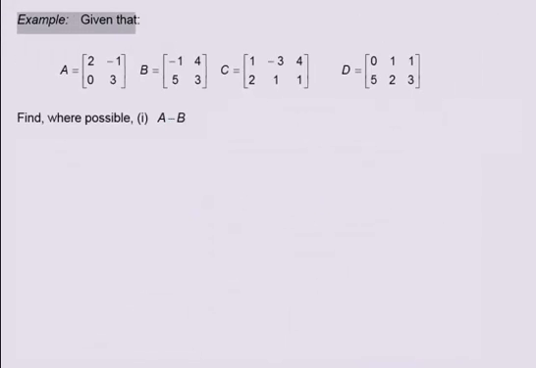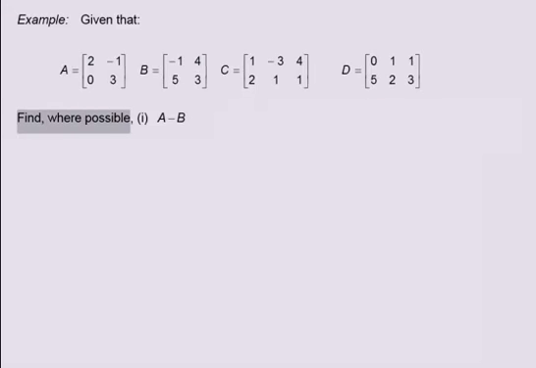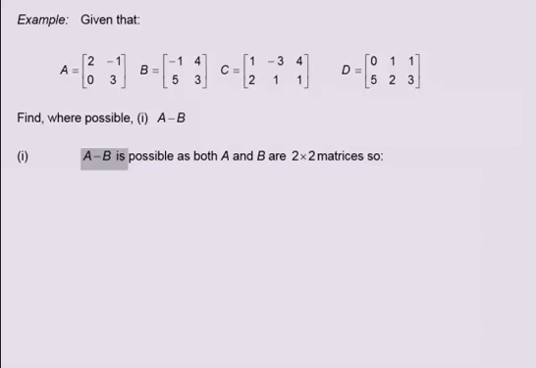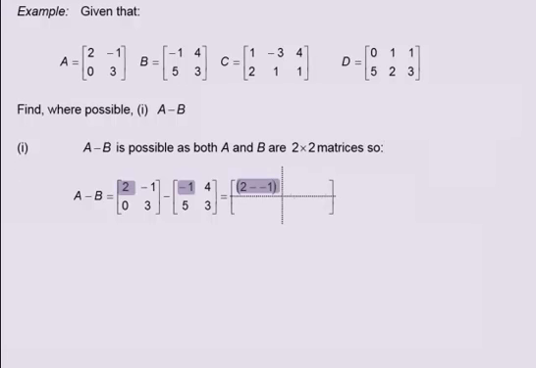Example. Given that matrix A equals this, matrix B equals this, matrix C equals this, matrix D equals this, find, where possible, 1. A minus B. A minus B is possible as both A and B are 2 by 2 matrices. So, A minus B equals 2, minus 1, 0, 3 minus 1, 4, 5, 3. The answer is going to be a 2 by 2 matrix, so draw a pattern. Top left element will be 2 minus 1.